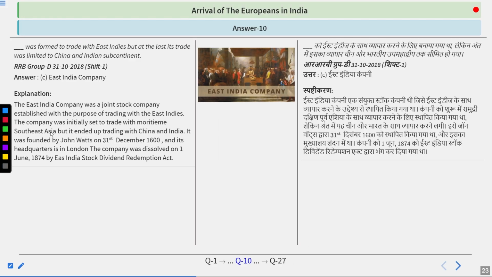The answer is East India Company, the joint stock company established with the purpose of trading with the East Indies. The company was initially set up to trade with Mauritius and Southeast Asia, but it ended up trading with China. It was founded by John Watts on 31st December and its headquarters was in London. The company was dissolved on 1st June 1874 by the East India Stock Dividend Redemption Act. So the answer is East India Company, and this was done particularly on 31st December 1600.